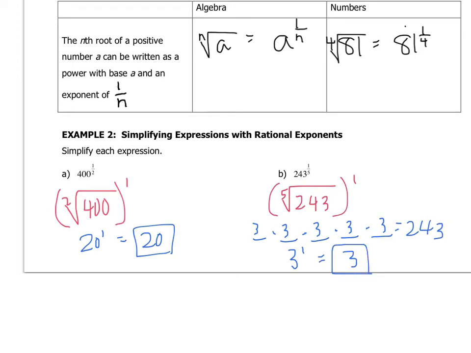Now, if you understand where I got 3, you don't have to do all this stuff that I just crossed out in green. You can just write 3. But I'm putting this here for those of you that aren't really understanding where the 3 comes from. All right, let's look at some more advanced questions.